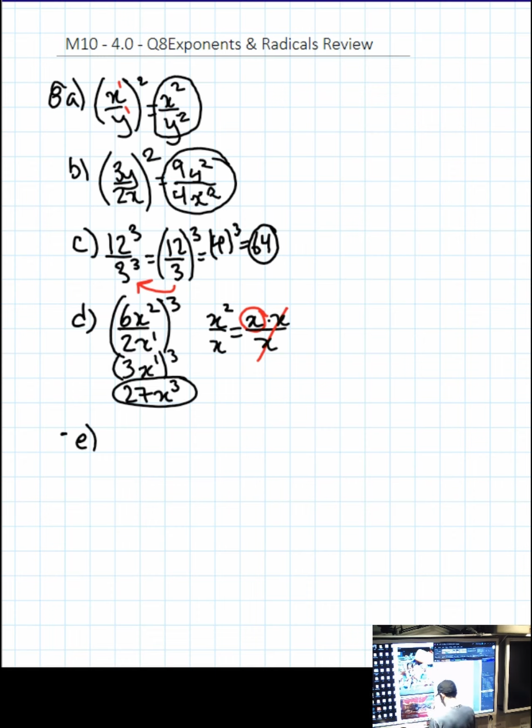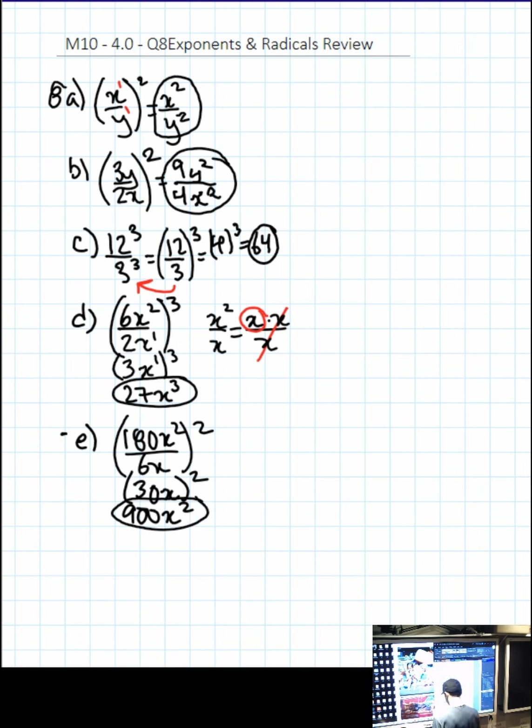Okay, E. So we have 180x squared over 6x, all squared. Again, simplify the inside if you can. 18 divided by 6 is 3. We have a 0 attached. Then x squared divided by x is just x. Brackets around it, still squared. 30 squared is 900x squared. Circle your answer.